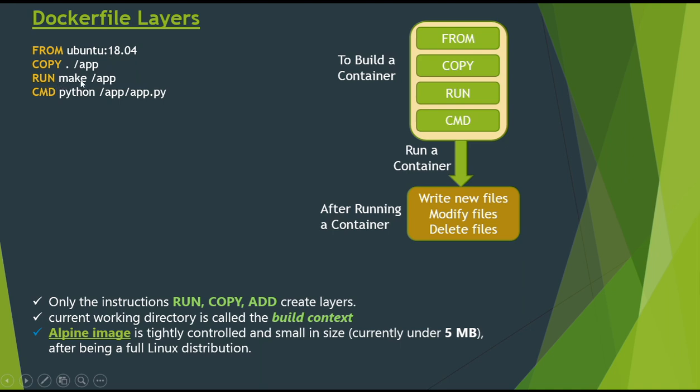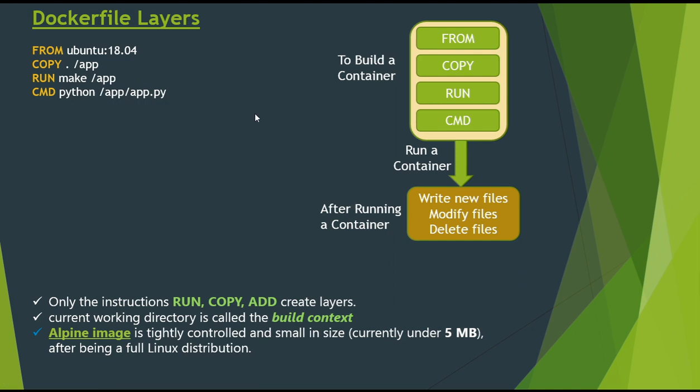Then we use RUN, where we will send this make /app command. We will build whatever is in this app directory, and then we will run the command python app.py. app.py will be a Python script which we can run directly from here. So when our container is started, we will get it by running this Python script.